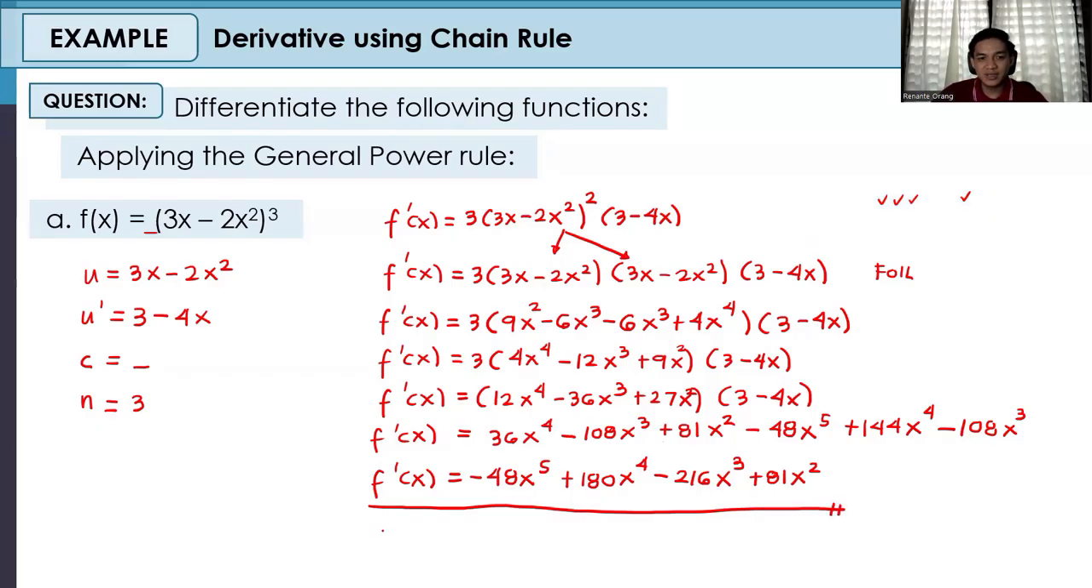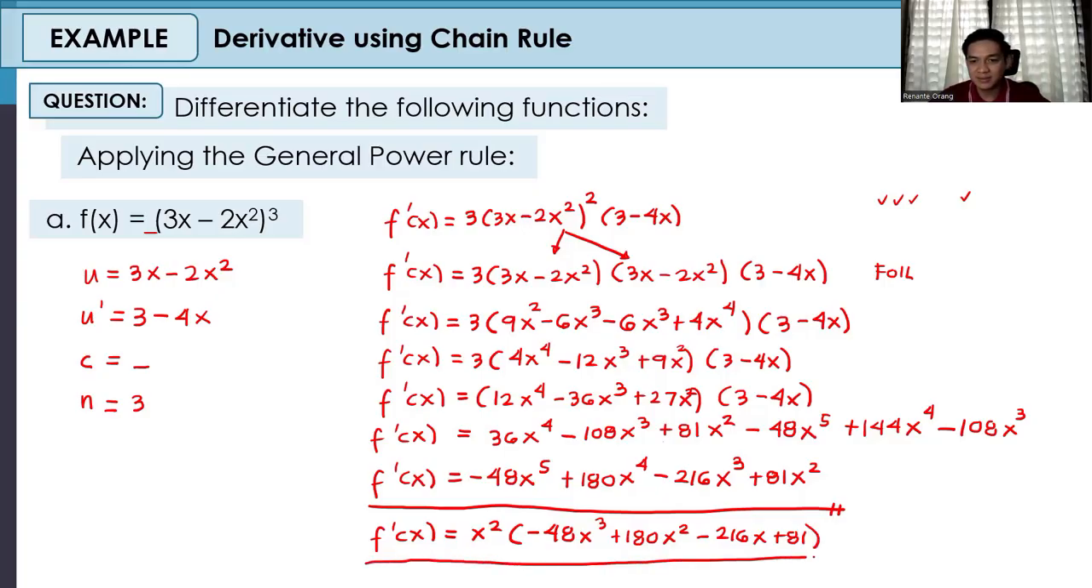So kung wala to sa choices, pwede din natin siyang i-factor out, that is equivalent to x squared. Ibig sabihin x squared yung ilabas natin. Magiging negative 48x cubed plus 180x squared minus 216x plus 81. That is our final answer. So again, eto tsaka eto, the same lang. So eto correct. Eto din is correct.